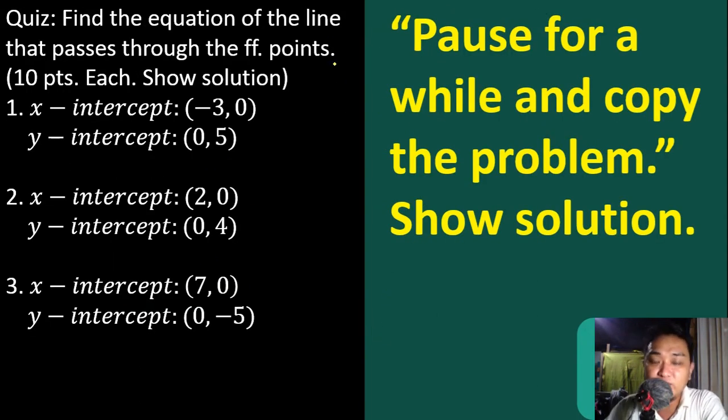Now, I'm going to leave an exercise for you to answer at home. This will serve as your home quiz. Given the x and y intercepts, I want you to find the equation of the line.